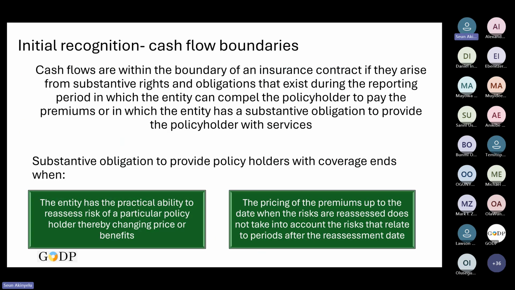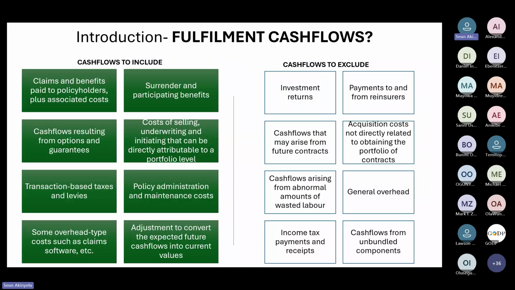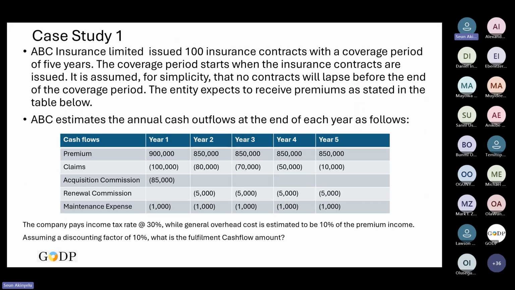So now that we have spoken about, at the very minimum, what should be in the fulfillment cash flow, I want to take it a step further. So let's use an example in this our case. ABC Insurance issued 100 insurance contracts with a coverage period of 5 years. I know many of your insurance contracts are 1 year, but I don't want to do 12 months. That's why I'm using just 5 periods so that it's not long. It is assumed for simplicity that no contract will lapse before the end of the period. The entity expects to receive premium as stated in the table below.